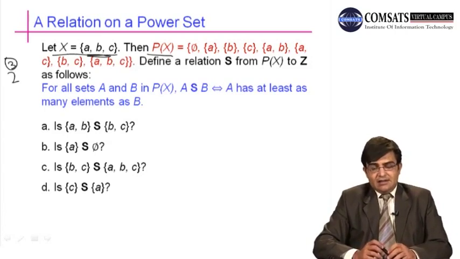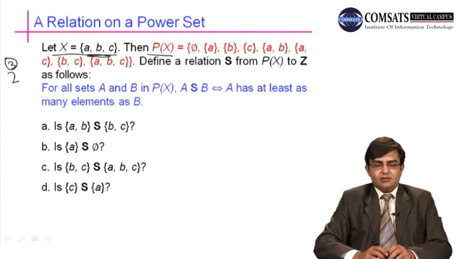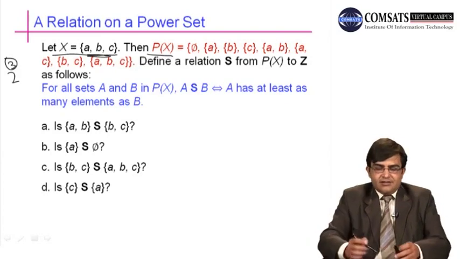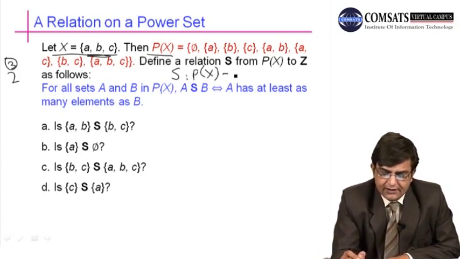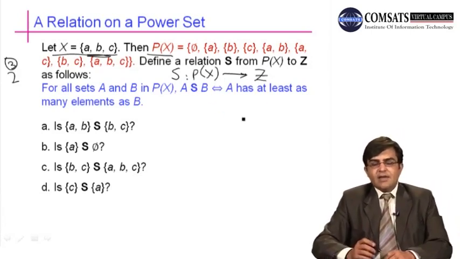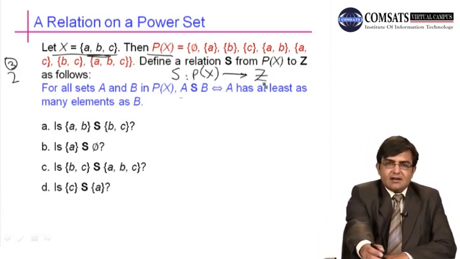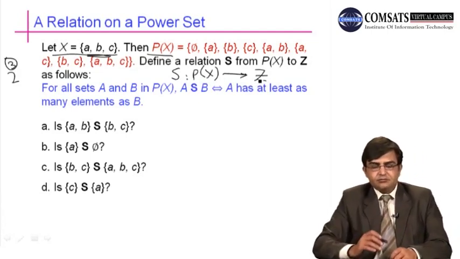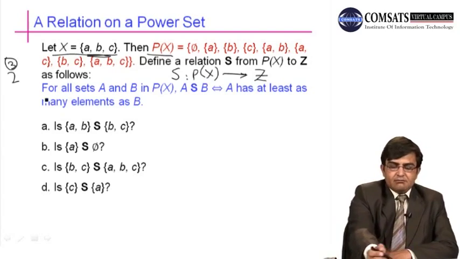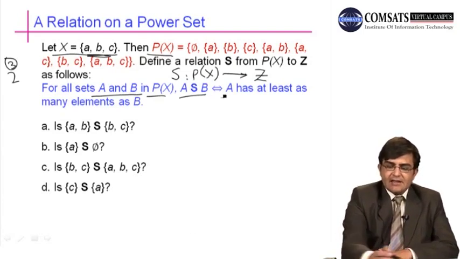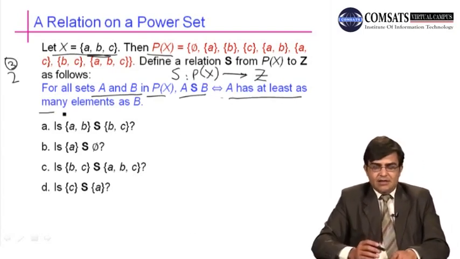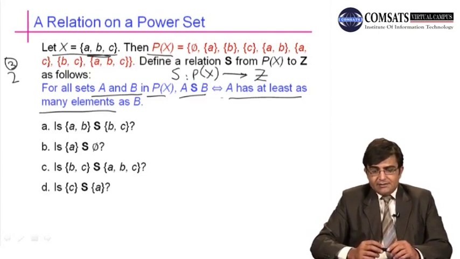Now we define a relation S from P of X to Z as follows. How can we denote it? S is from P of X to Z. So this is how we can denote this. What does it mean? S is a relation from P of X to Z. For all sets A and B in P of X, A is related to B if and only if A has at least as many elements as B. So this is basically the relation.